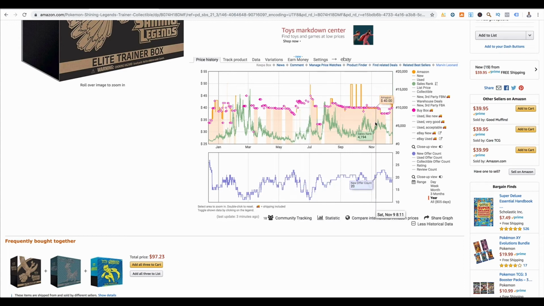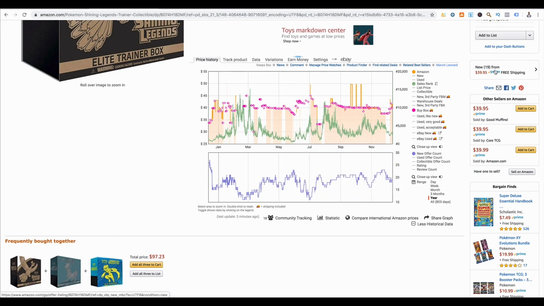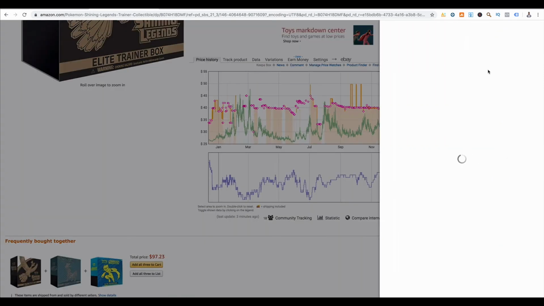But this one is a good example of it's pretty consistent. It goes up and down. Obviously it sells better throughout certain times of the year, but it's pretty consistent. So that's why we're comfortable going off of what the statistic is saying. So a little bit over 1,300. We want to go see the other competitors.